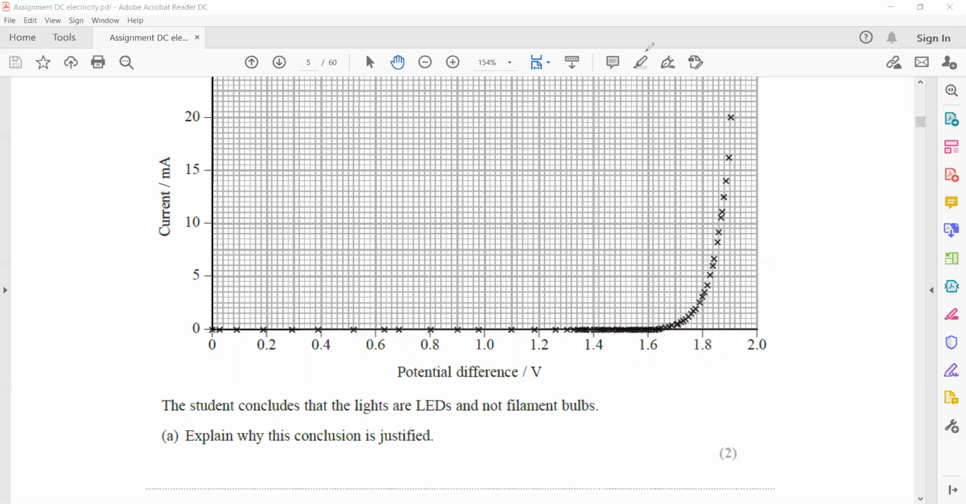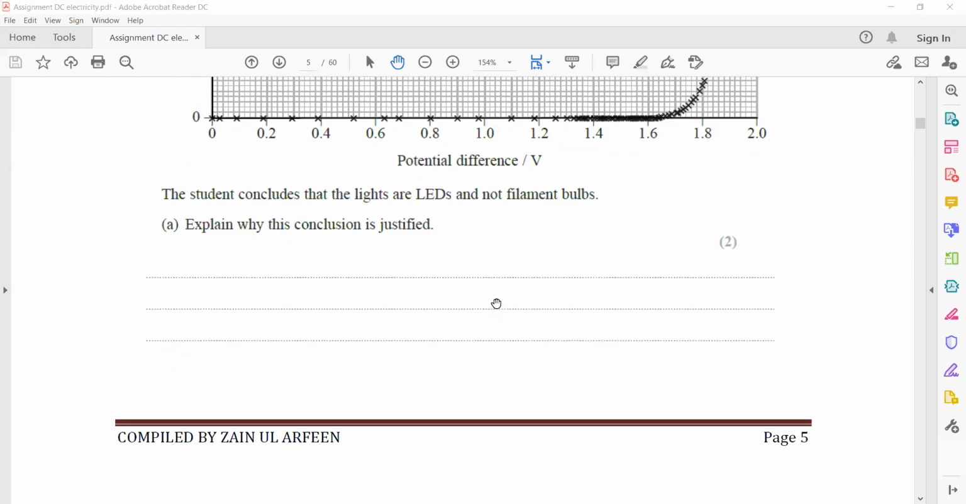So two things are there. Number one, there is unequal distribution in the readings. And the second thing, there are more readings, so it is easy to plot a smooth curve.